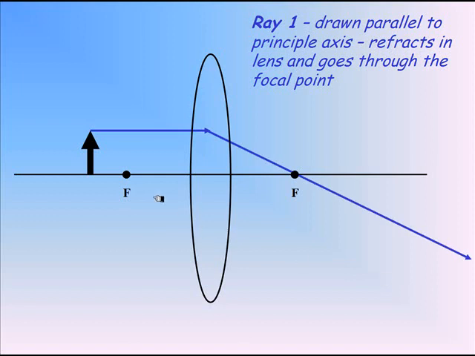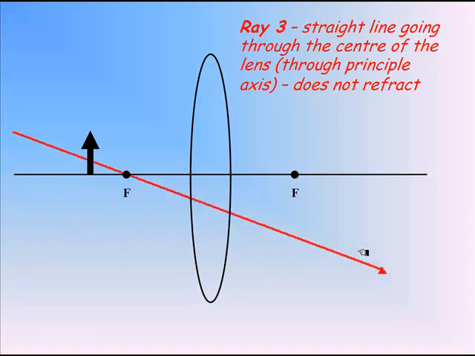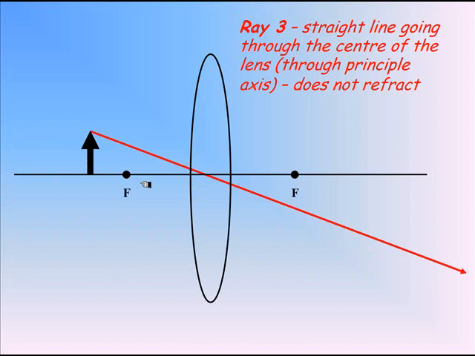Line number 2 will go through this focal point. It will go down, and then when it hits the lens, it will refract parallel to the principal axis again. And there you see it. All right. The third line is very simple to draw. All we do is draw it right through the center of the lens, and it doesn't move at all.